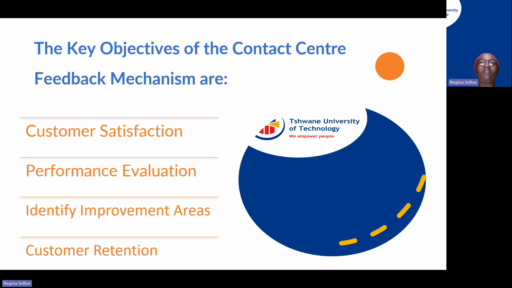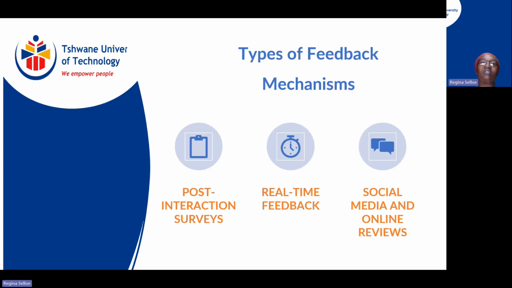Then there are different types of feedback mechanisms that can be used within a contact center. The first one is post-interaction surveys, where we send an email or an SMS, or a follow-up call can be done. Normally those surveys focus on quality of service, agent behavior, issue resolution, and also overall satisfaction.